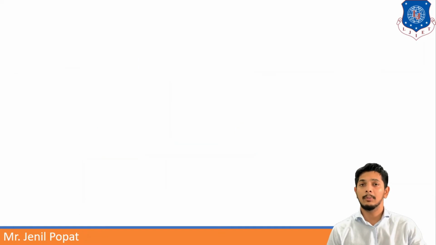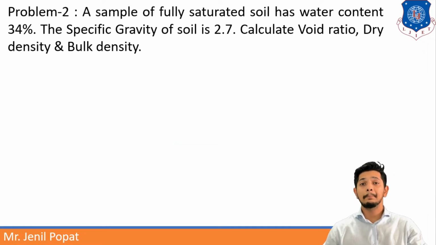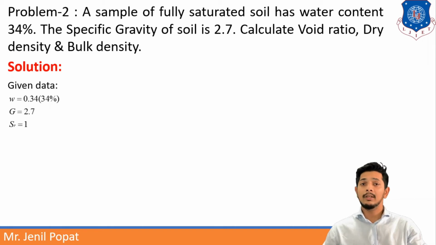Let us move to the next problem. Problem 2. A sample of fully saturated soil has a water content of 34%. So small w, 34%, is given. The specific gravity of the soil is 2.7. Calculate void ratio, dry density and bulk density. Let us move to the solution and write the given data first. Given data: small w is 0.34, 34% is given. Here G is equal to 2.7 and Sr is equal to 1 because of fully saturated soil.